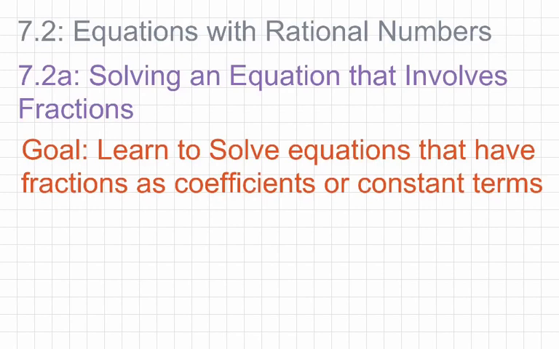Going back to lesson 7.1a, I gave you 3 steps in that video lesson that can help us solve equations with variables on both sides. That's what 7.1a was about. Now with 7.2, we're taking those 3 steps and adding a single step prior to them. So let me give you that first step you're going to need when you have a fraction as either a coefficient or a constant term.